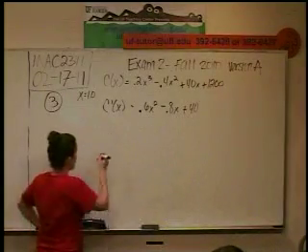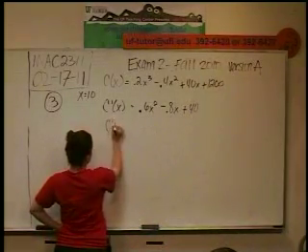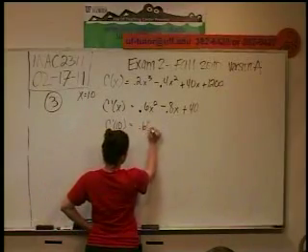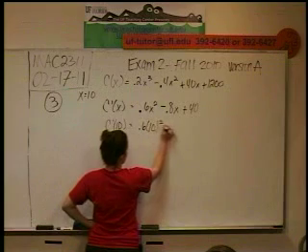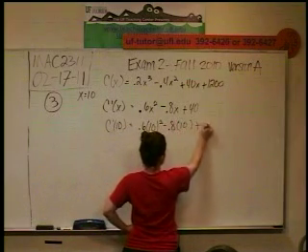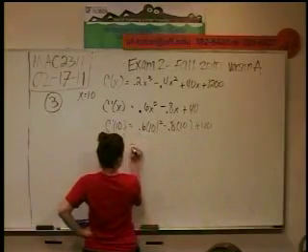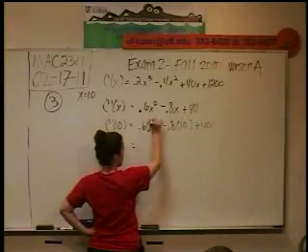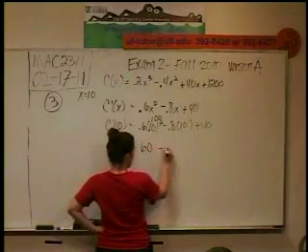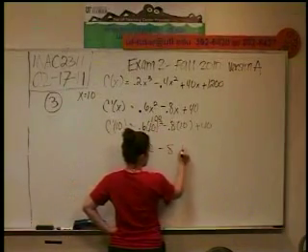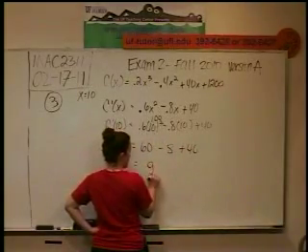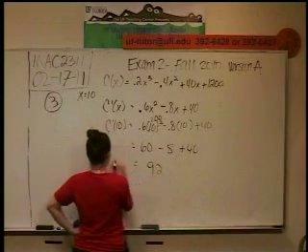And now we're going to find C prime of 10. That's going to equal 0.6 times 10 squared minus 0.8 times 10 plus 40. And 10 squared, we know, is 100. 100 times 0.6 is 60. 0.8 times 10 is 8. And we've got our plus 40, so it's going to be 100 minus 8, which is 92.